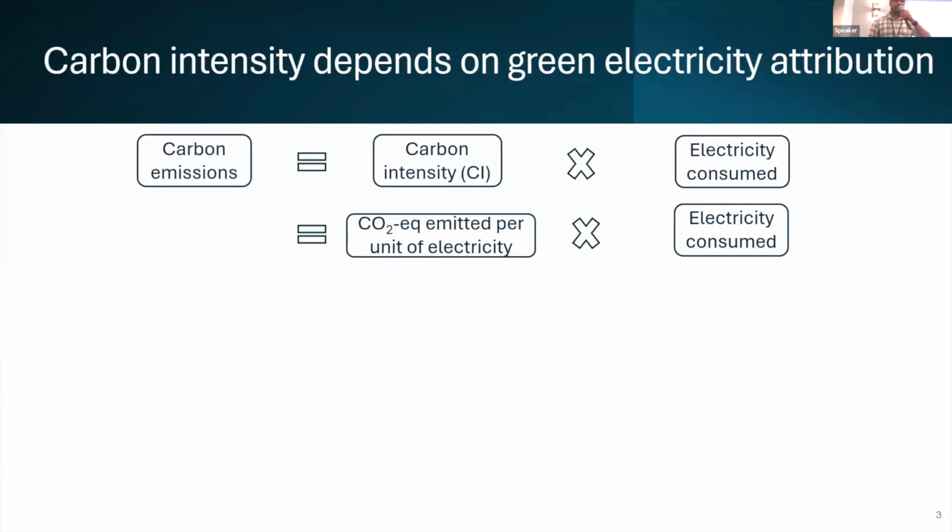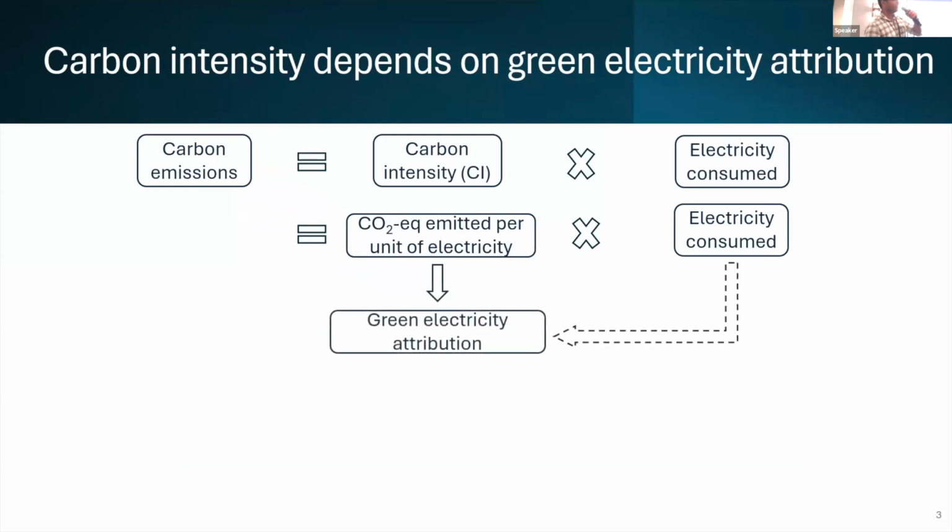Carbon intensity is basically the weighted average of the carbon emitted by each electricity generating source in a region or in a grid. And so it depends on how much green electricity is available in the grid and to whom that green electricity is attributed. For a consumer, the higher the fraction of attributed green energy in its consumed electricity, the lower the carbon intensity and hence the lower the carbon emissions.